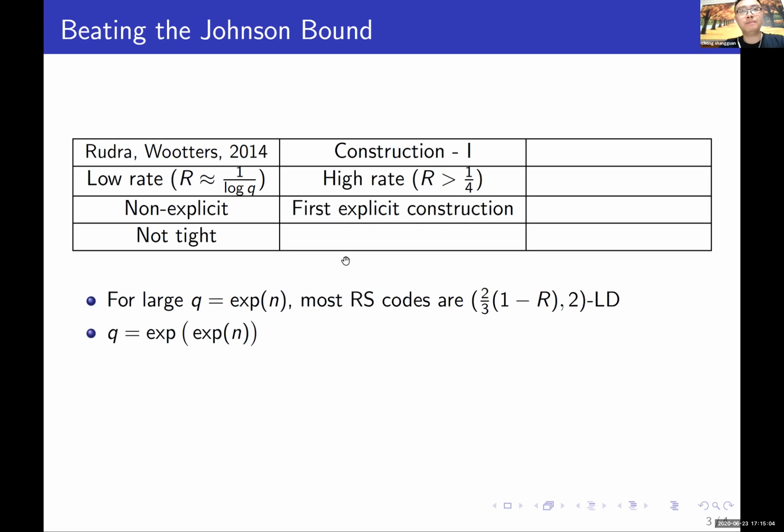Second, moreover, we show that if we allow the field size q to be even larger, say a double exponential power of n, then we are able to give an explicit construction of RS codes that can be list decoded beyond the Johnson radius. And this is the first explicit construction of such codes in the literature.